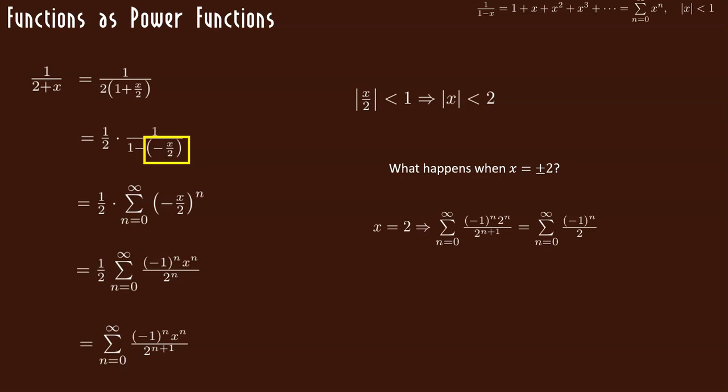I'm left with a single 2 on the bottom. -1 to the n over 2, that's going to diverge because you're just adding 1/2, subtracting 1/2, adding 1/2, subtracting 1/2. What if I stick in -2? Well, then my negatives will cancel, and I'm just adding up a bunch of 1/2s. Again, both of these will diverge. So my interval is just from -2 to 2, not including the endpoints.